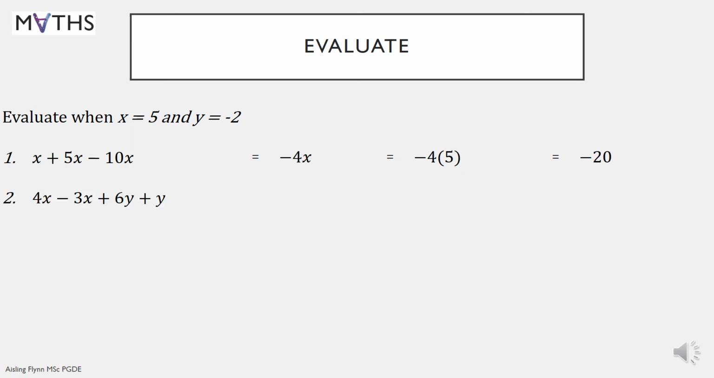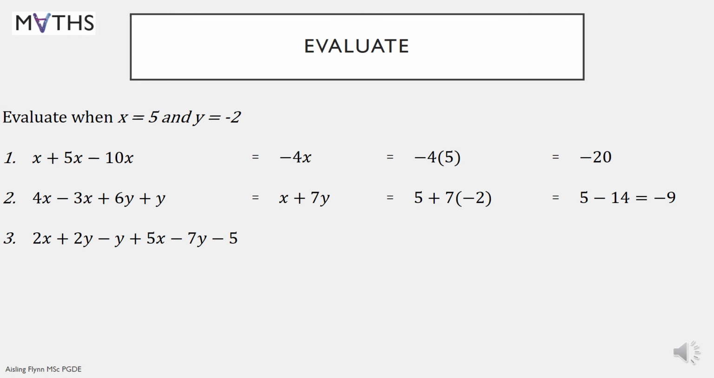Example 2. Right, so in this example we have x's and y's. So let's simplify. 4x minus 3x gives 1x, and 6y plus y gives 7y. Okay, there's a simplified version. The next step is to substitute. So replace x with 5 and y with minus 2 using the brackets. What we'll get there then is 5 and minus 14 for 7 multiplied by minus 2. And using what you know about integers, that will become minus 9.